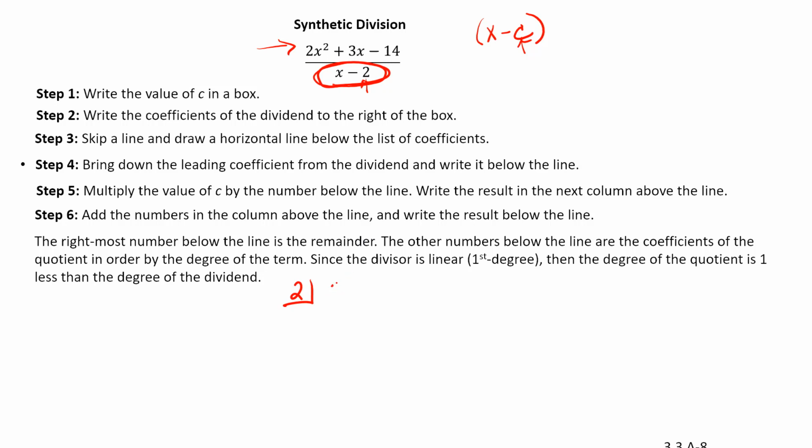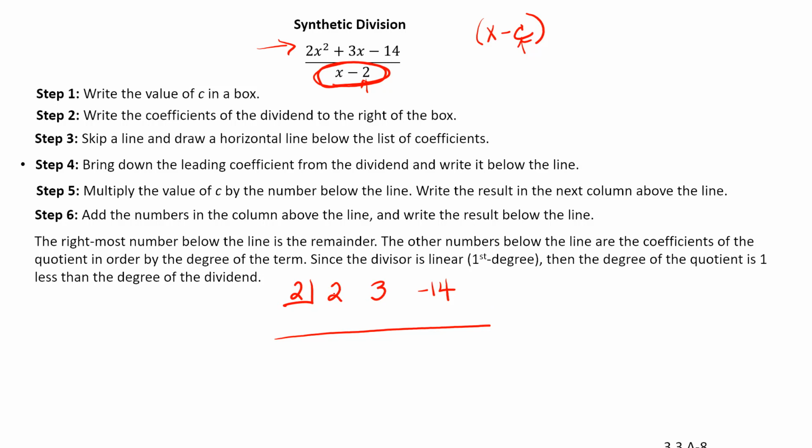Then we're going to write the coefficients of the dividend. So we've got 2x squared, and we're doing this in order of the powers of x. We're just going to put the coefficient 2. We've got 3x, we're going to put the coefficient 3, and then we have our negative 14. Then we put a line below it, and we leave a space.